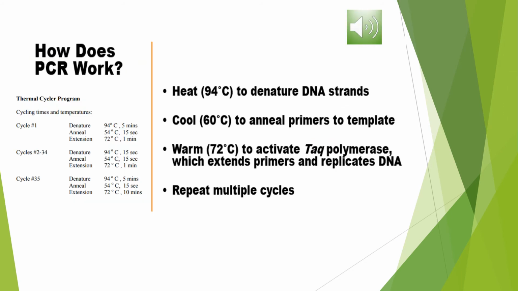PCR works by heating to denature the DNA strands, which is to separate them. Separating the strands will enable the primers to set in. We cool it to match the primers to the template. In our study, it will be on chromosome 8 between exon 8 and 9. After the primers match with the templates, we warm it to activate the Taq polymerase, which extends the primers and replicates the DNA. Repeat the cycle about 25 times to get the required sequence that we need. One cycle usually takes about 2 minutes, so 25 cycles will be about 15 minutes.